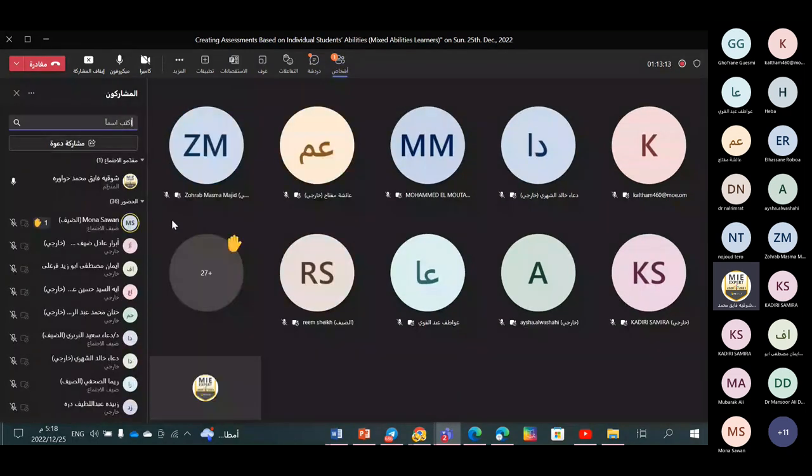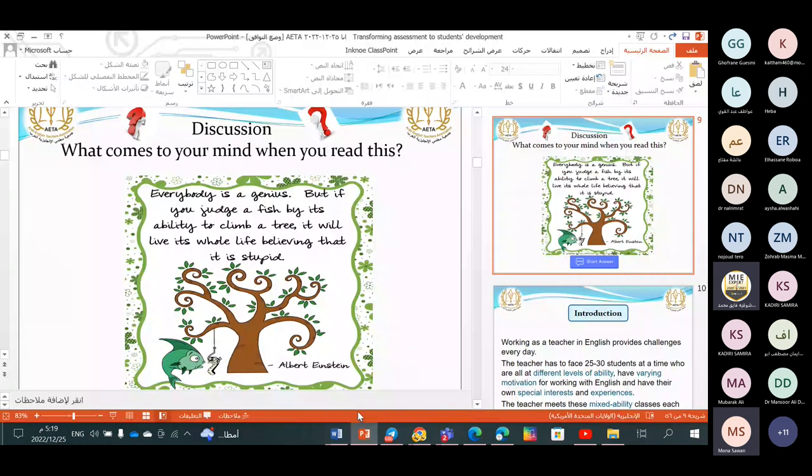The one who is raising her hand is Miss Muna. Yes, please. Yes, good afternoon. Good afternoon. Welcome, Ms. Muna. Of course, the fish will not have the ability to climb the tree. Here, we use differentiated instruction between students, each one according to their abilities.